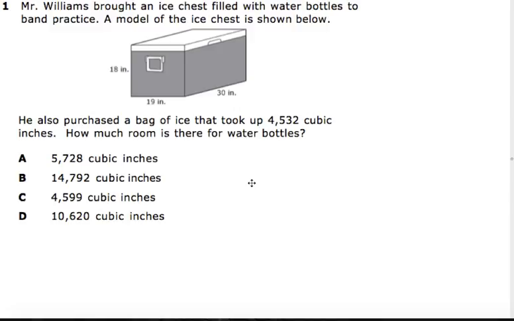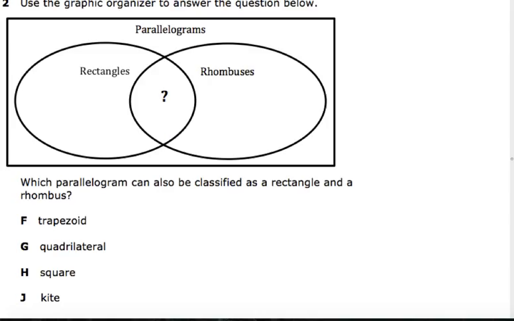A. 5,728 cubic inches. B. 14,792 cubic inches. C. 4,599 cubic inches. D. 10,620 cubic inches.